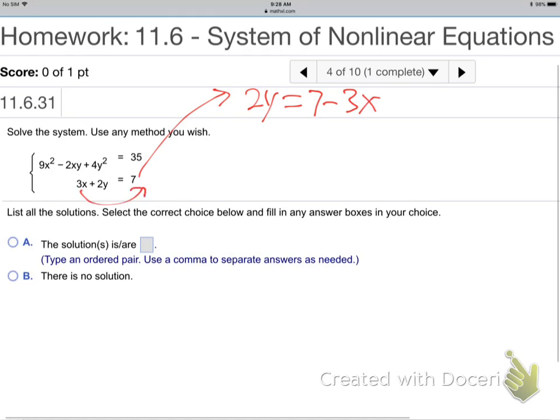I'm just jumping the 3x to the other side. Divide by 2. Yeah, go ahead and write this down. This is a good plan. This will be better to solve for y. Why? Well, because it only has 2's in the denominator, but it's still fractions. You might think, well, what's the difference?